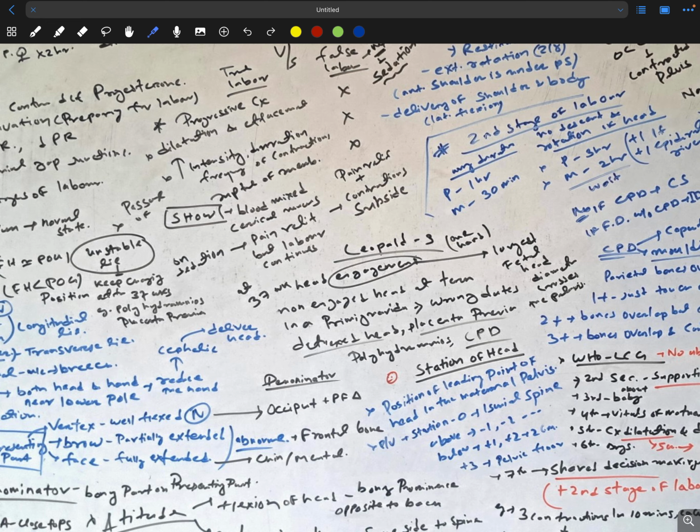So this is the thing. Now what is engagement? Non-engagement of the head at term in a primigravida. Term is 37 weeks. If the head is not engaged in a primigravida at term, what can be the reasons? One is wrong dates, another is placenta previa, polyhydramnios, deflexed head. So a non-engaged head at term in a primigravida means wrong dates.